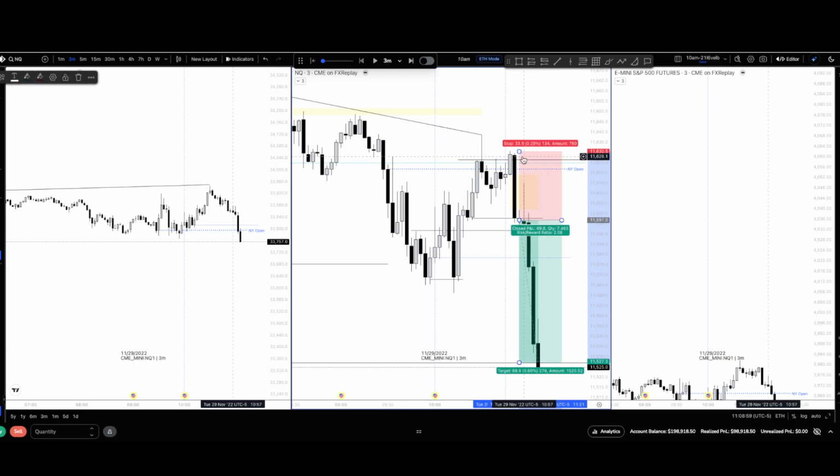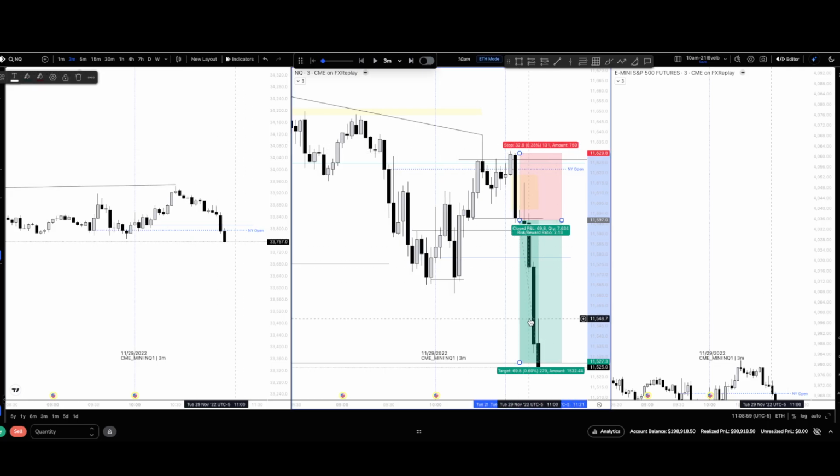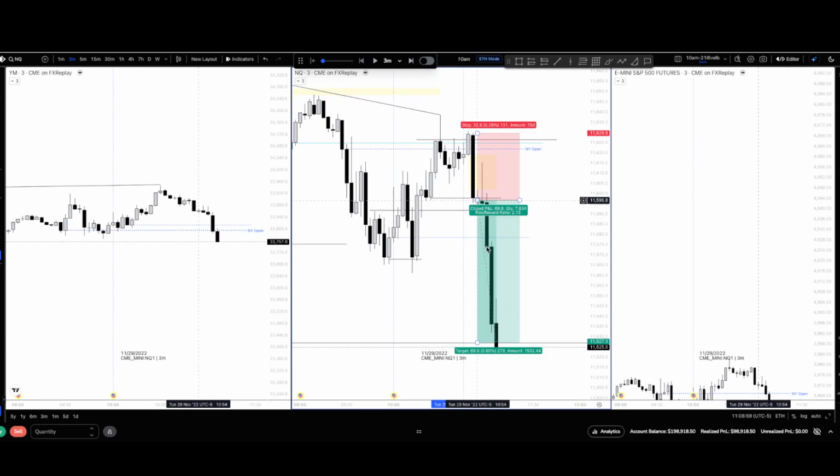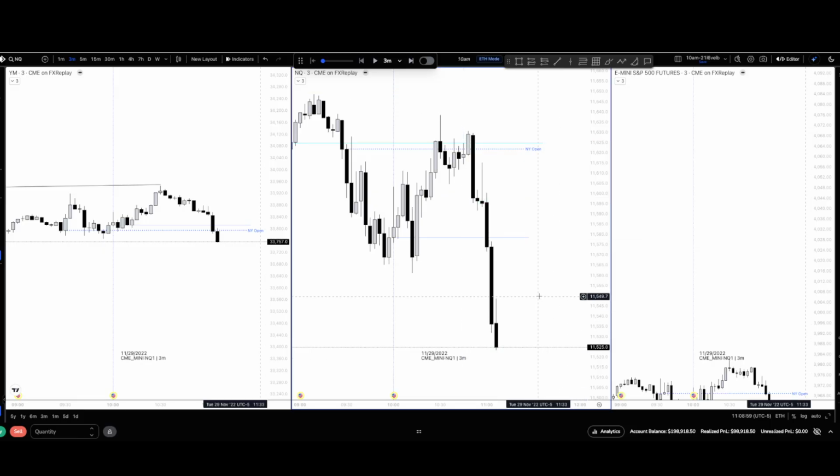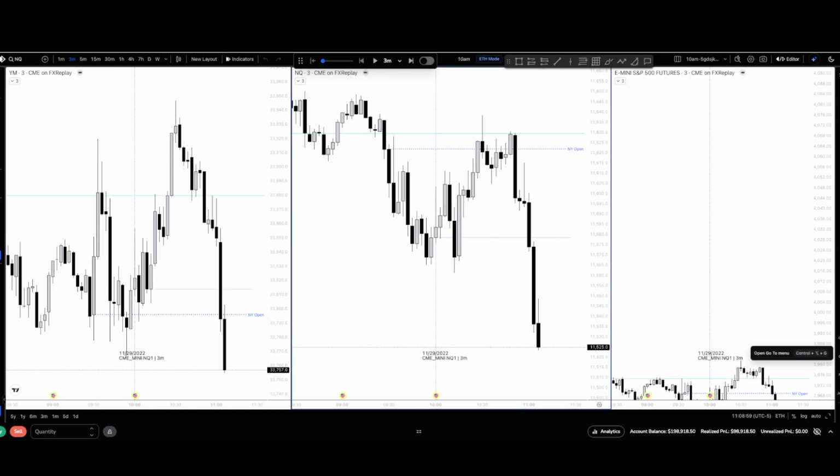I just entered it prematurely because you can take notice of this sometimes before this new candle's open. We just rip straight through it, right? So with that being said, I just entered prematurely and just called it a day there. That's basically that trade, and cool.